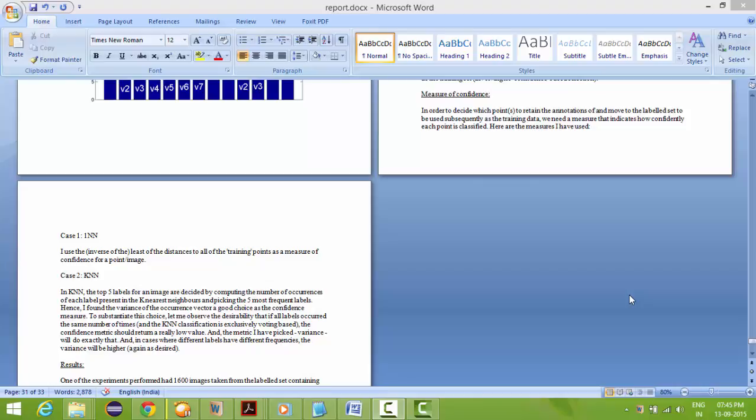Hence, I found the variance of the occurrence vector a good choice as the confidence measure. Why? Let's observe the desirability that if all labels occur the same number of times, the confidence metric should return a really low value, assuming that the KNN classification is exclusively voting based. Now, the metric that I've picked, variance, will do exactly that. And in cases where different labels have different frequencies, the variance will be higher, again, exactly as desired.